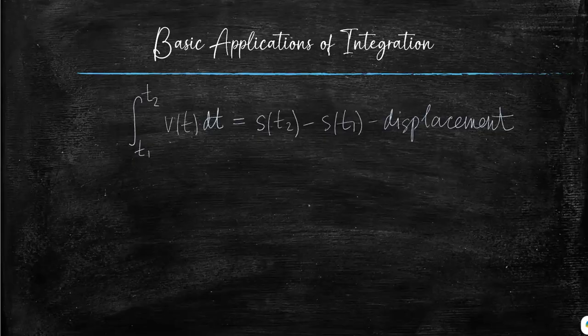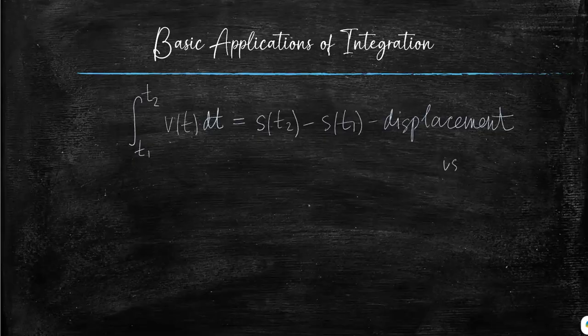This is something that was not intuitive when we initially were introduced to rectilinear motion. We did learn how to find displacement from the graph of the position function, but not from the velocity function, and now we can do the same with the velocity function.